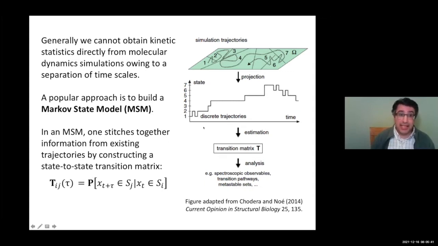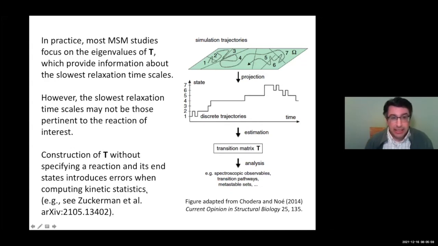Once you have that transition matrix, then in principle, at least at the coarse-grained resolution, you can calculate the full evolution of the system, and so any quantity that you might want, okay? In practice, what is often done is simply to look at the eigenvalues of the transition matrix, because those provide information about the slowest relaxation timescales.